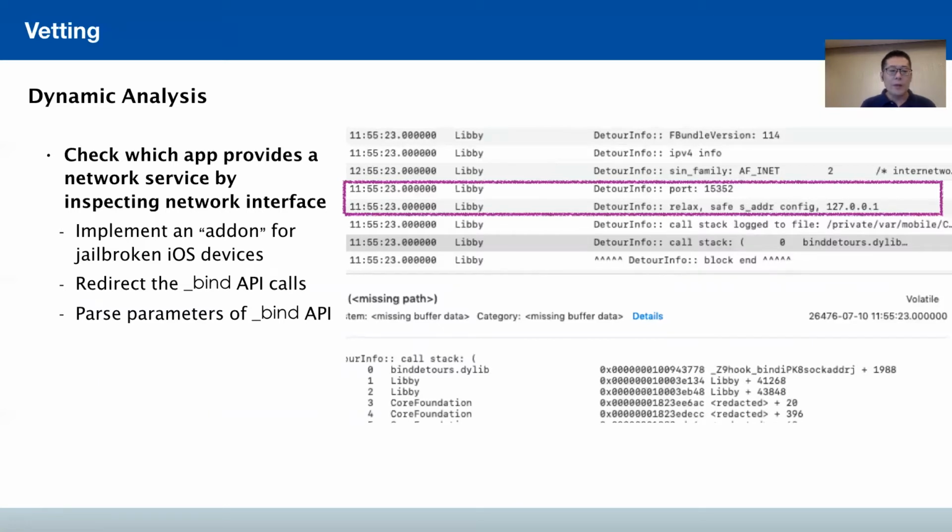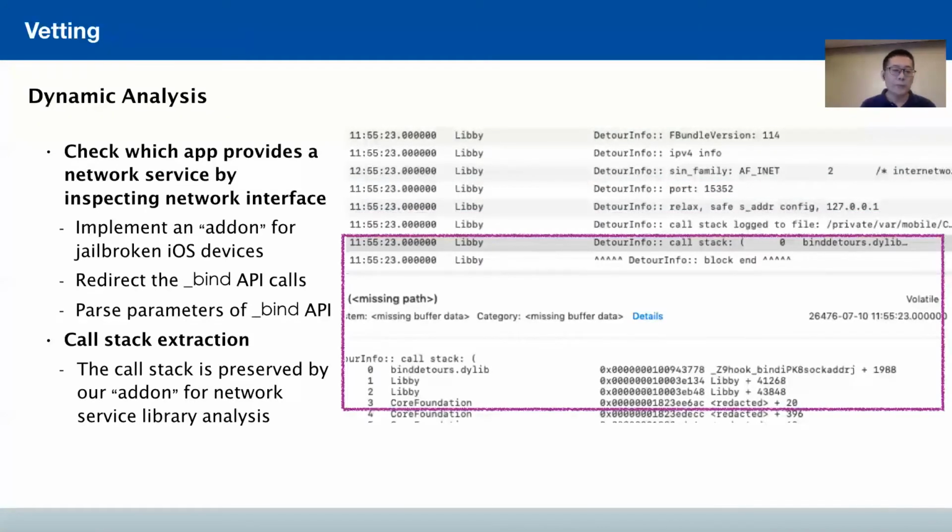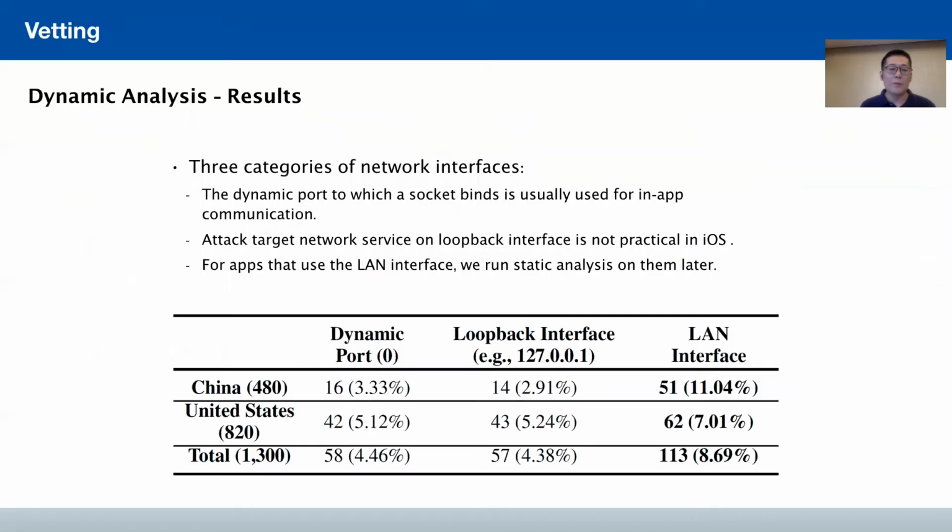We first dynamically check which app provides network service by inspecting the network interface. By implementing an add-on for jailbroken iOS devices, we redirect API calls to the writing code, and the writing code passes the parameters of this API. The code stack is preserved by our add-on in the meantime for later network service library analysis.